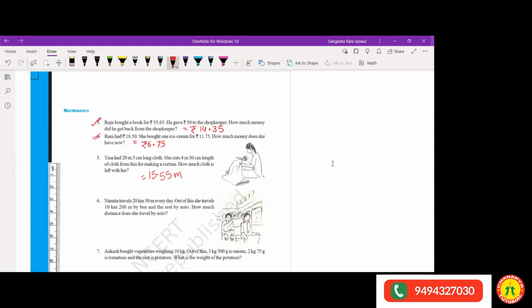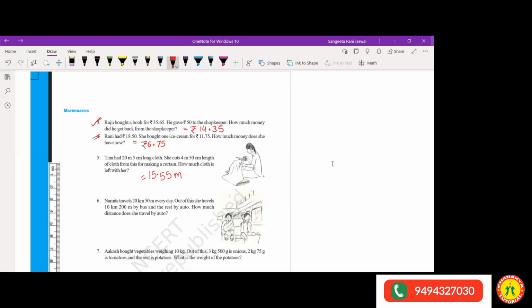Teacher, but we have to divide in this, right? Okay, what we have to do in this? Division. Divide. Have you understood the question? Ridesh, have you understood the question? Namita travels 20 kilometers, 50 meter every day. Out of this, she travels 10 kilometer, 200 meter by bus and the rest by auto. So that means now you have to tell how much distance did she travel by auto.